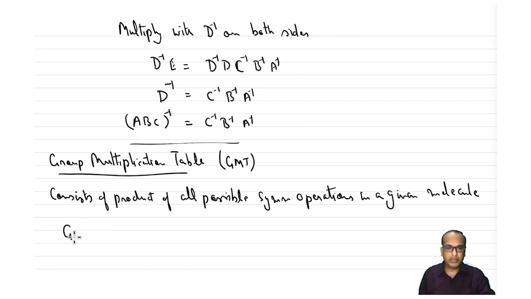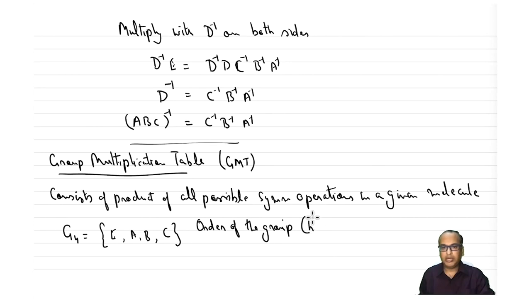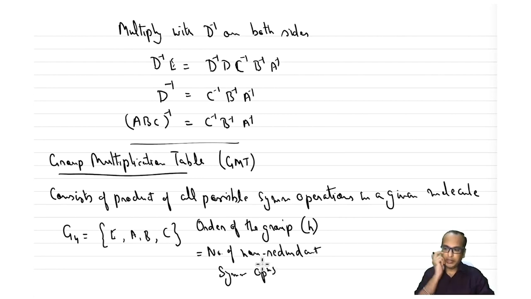So how do you write it? For example, let's say you have a G4. G4 means a group of order 4, which consists of E, A, B, C. Let's also define order at this point. The order of the group, denoted by the small letter h, is equal to the number of non-redundant symmetry operations in a particular group. That will be called the order of the group.